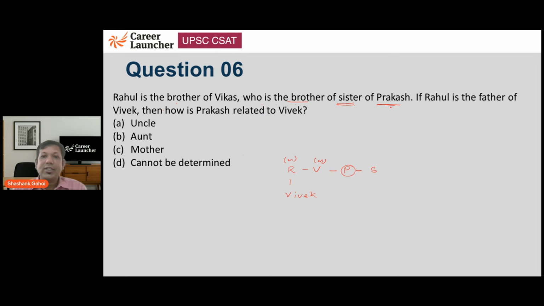सिस्टर ऑफ प्रकाश. यहाँ पे प्रकाश के आगे ना हिम यूज हुआ है, ना हर यूज हुआ है, ना उसको बोला गया है कि दैट इज ब्रदर. सो इट मींस वी डोंट नो द जेंडर ऑफ प्रकाश. ऑन द बेसिस ऑफ नेम नेवर अज्यूम द जेंडर्स. सो दैट्स व्हाई you can't say that Prakash is going to be uncle. Now this is a dicey scenario because we don't know the gender of Prakash, so it means our answer is going to be cannot be determined because Prakash can be either uncle or aunt.